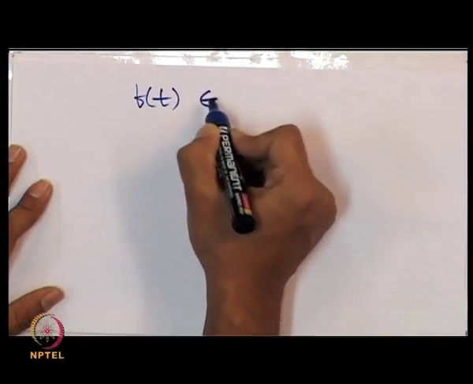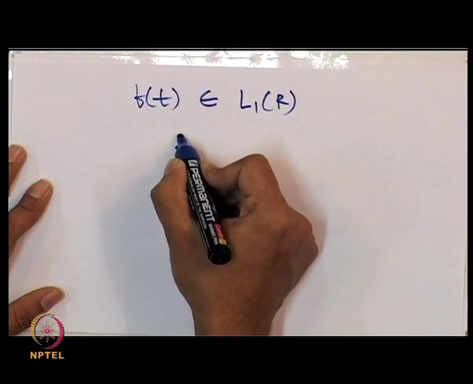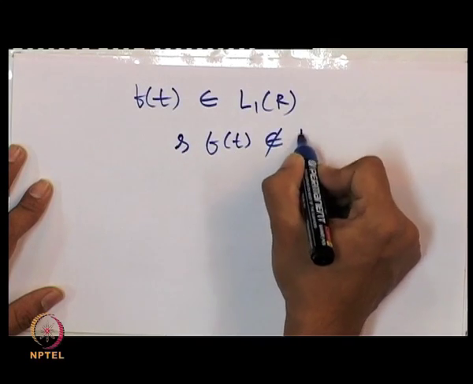I wanted to ask: is L1R a subset of L2R? It is generally not the case. It means all the functions that belong to L1R do not belong to L2R. I can give you a counter example of a function which belongs to L1R but does not belong to L2R.